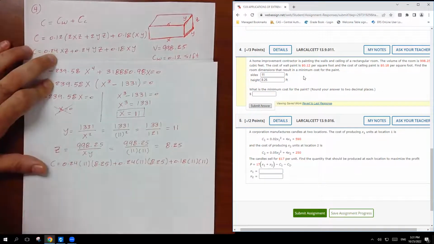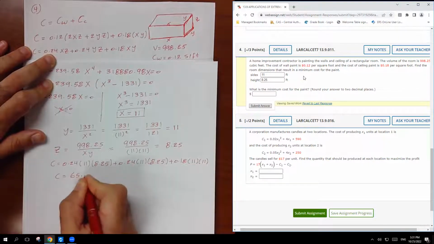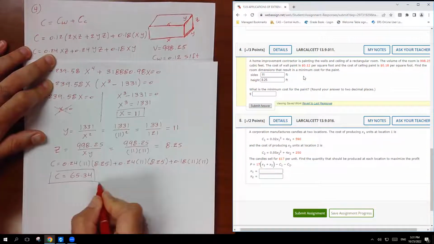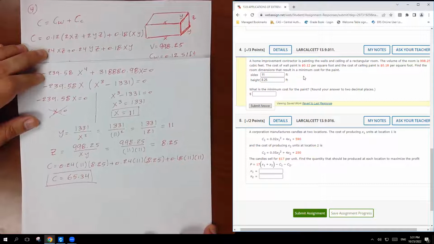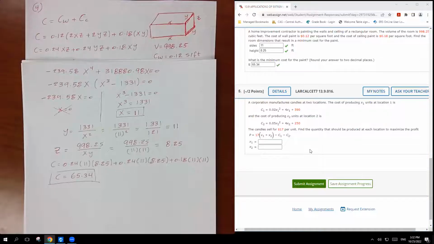So the minimum cost is going to be 65.34. This is the minimum cost, and we already typed the dimension. So I'm just going to type here 65.34. Here we go. We got it.